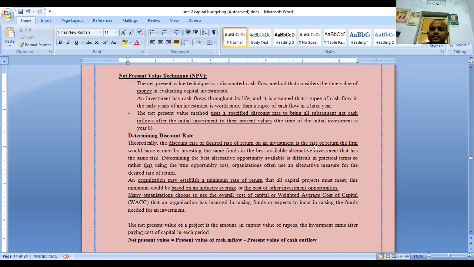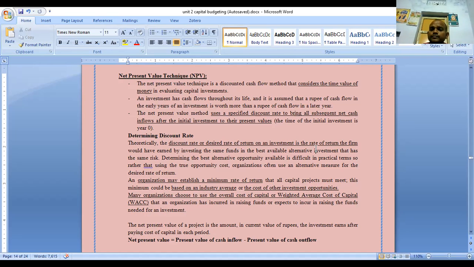So, determining the discount rate. Theoretically, the discount rate or desired rate of return on an investment is the rate of return the firm would have earned by investing the same funds in the best available alternative investment. In the sense, if the firm uses the same funds in the other best alternative, how much will they get? That is what it should earn by this project.